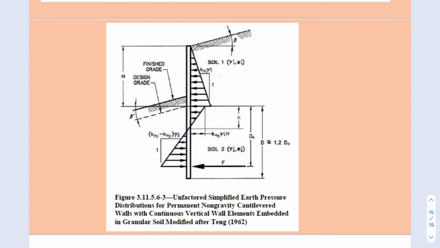As you can see on the screen, this is Figure 3.11.5.6-3 from the AASHTO LRFD 9th edition specification, and this is particularly for permanent non-gravity cantilevered walls with continuous vertical wall elements. It's basically for sheet piles. As you can see, it has an inclined slope, so it looks a little fancy, but it's basically the same pressure distribution, and it's doing the same thing here. We'll calculate D, which is denoted as D naught here, and then to get the total embedment depth, we will multiply by 1.2 D naught.